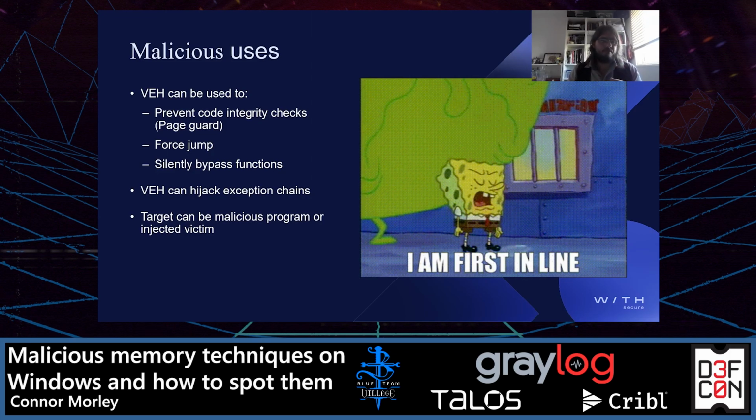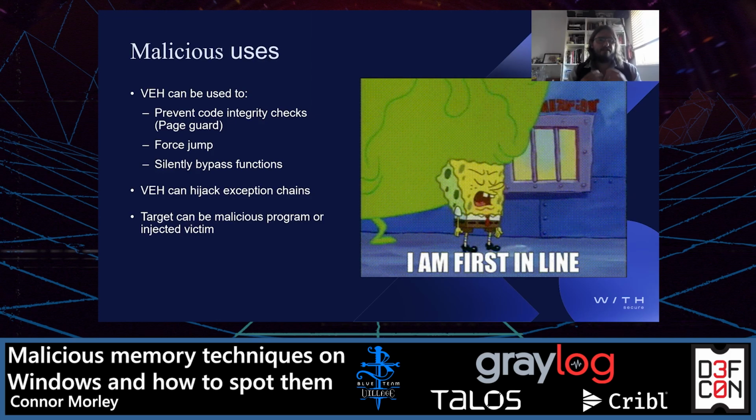It can perform force jumps. This is to do with how vectored exception handlers are added to the VEH list. And it can also silently bypass functions. Now, this is where the security, malicious memory manipulation is going to take place. And I'm going to give you a great example of that in a minute.